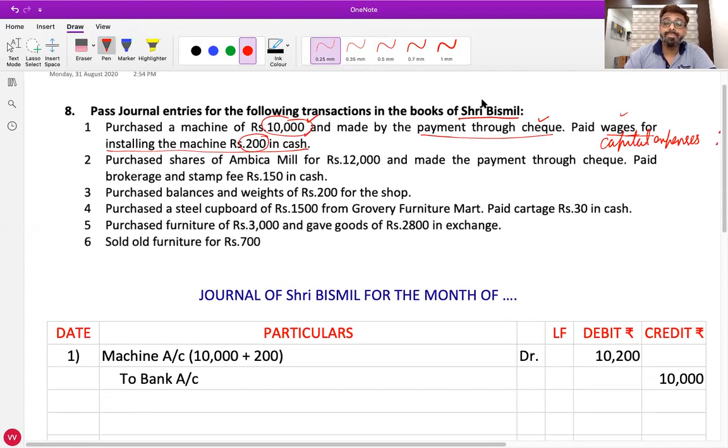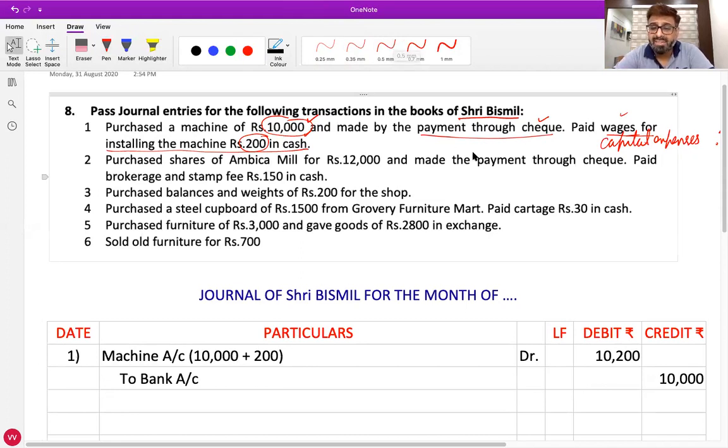Can you all see that? Yes. And as such, you have to pay the wages in cash only. You cannot give a check for that. The laborers come and take cash only.